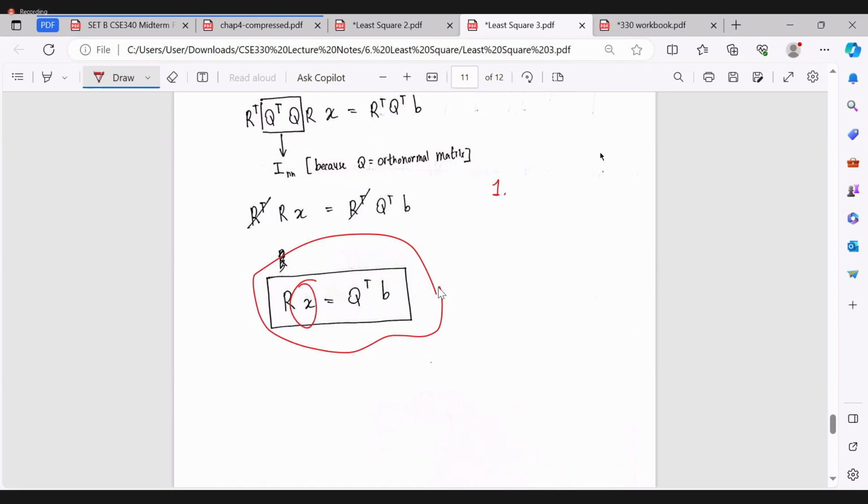So the first one was finding Q from A. Second one was R equals Q^T A. And the third formula is Rx is equal to Q^T B. And you can find your X from these three formulas.